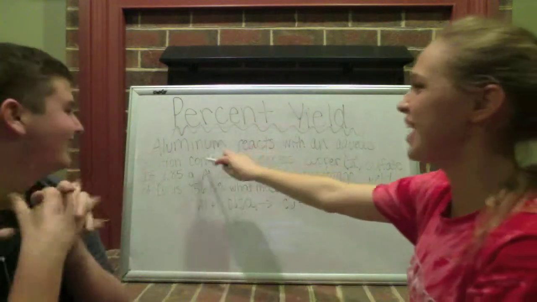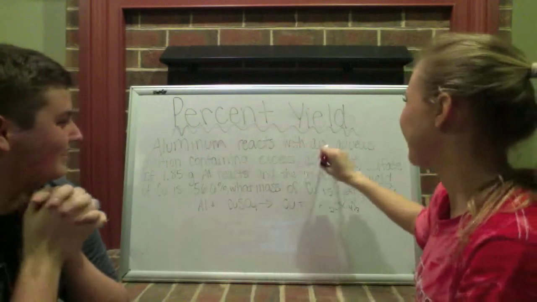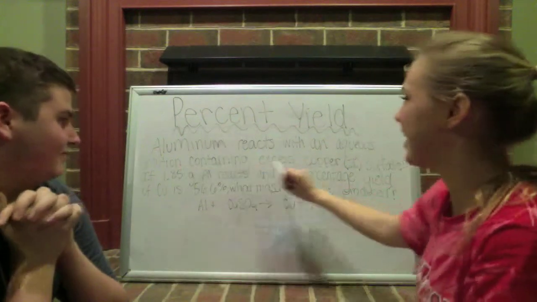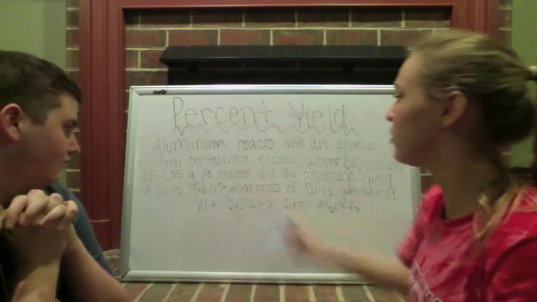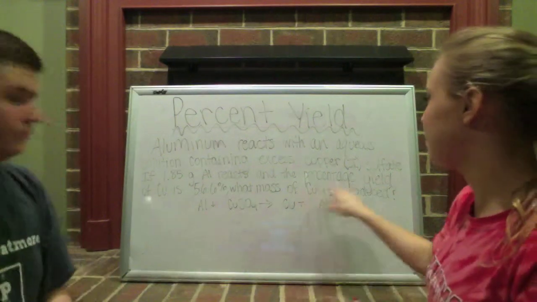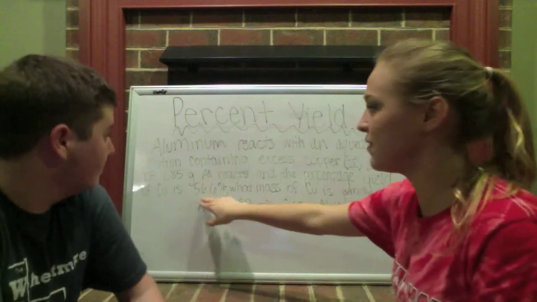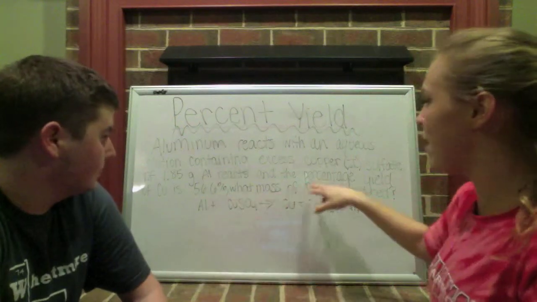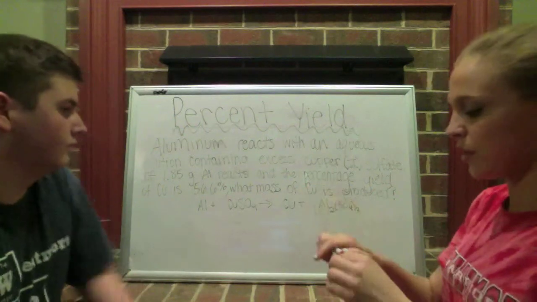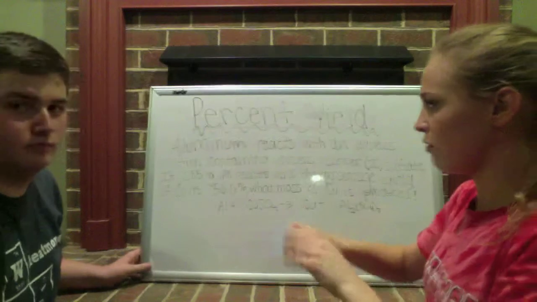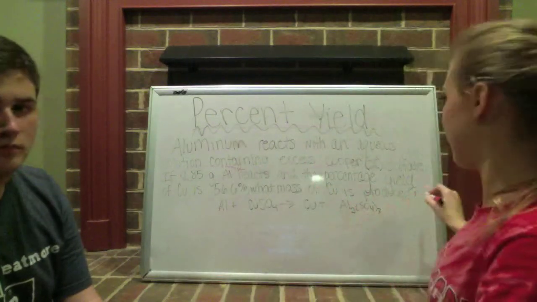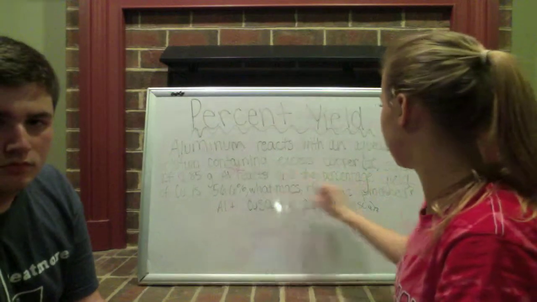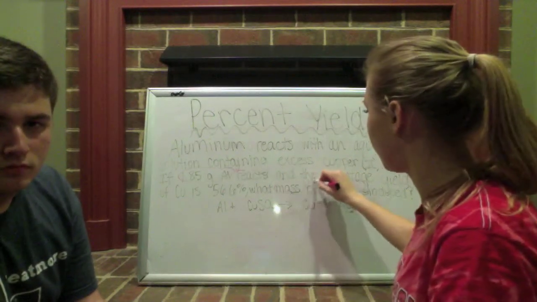Okay, so the problem is about percent yield. The problem says: aluminum reacts with an aqueous solution containing excess copper 2 sulfate. If 1.85 grams of aluminum reacts and the percentage yield of copper is 56.6%, what mass of copper is produced? So first we know that this is your known, and your mass of copper is your unknown.